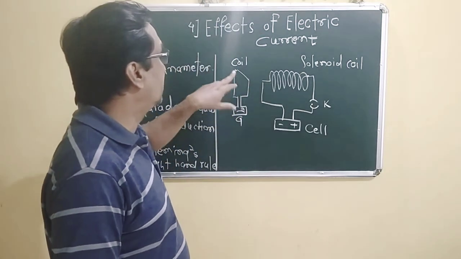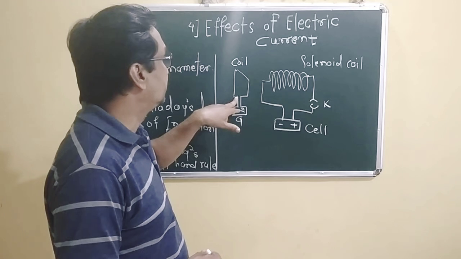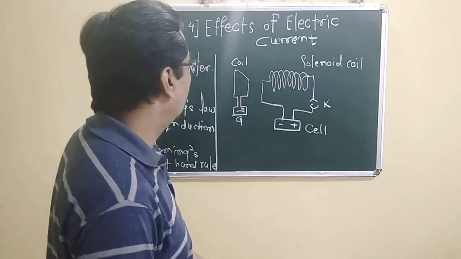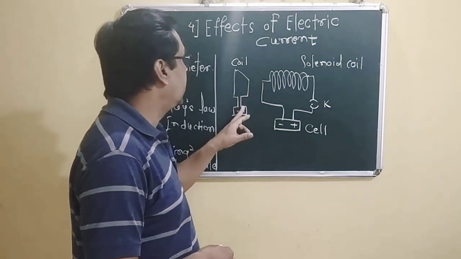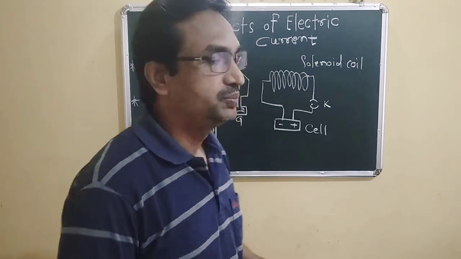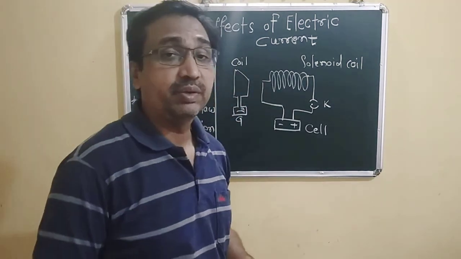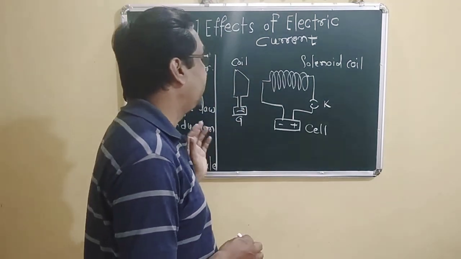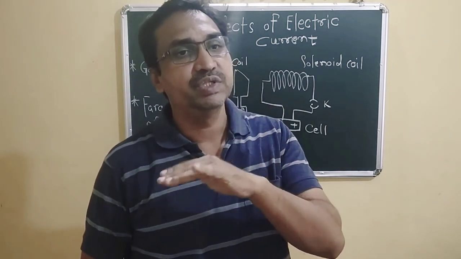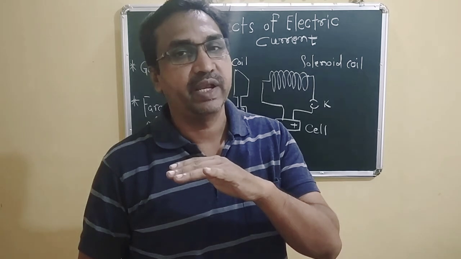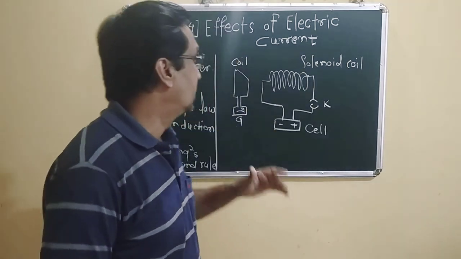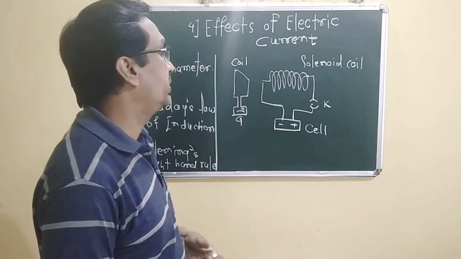Here is activity 1. We have a coil, a rectangular frame of insulated copper wire, and at its two ends we join a galvanometer. Why do we use a galvanometer here? Because the galvanometer shows in which way the current is flowing. This direction of current we have to find out by using the galvanometer.